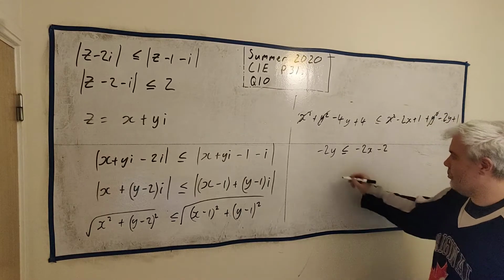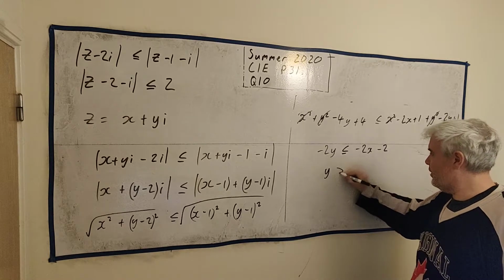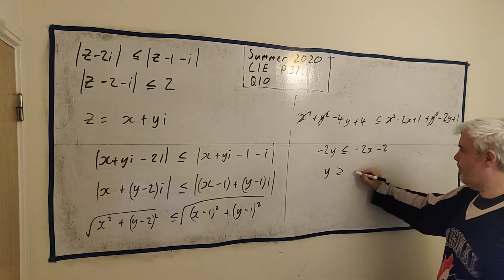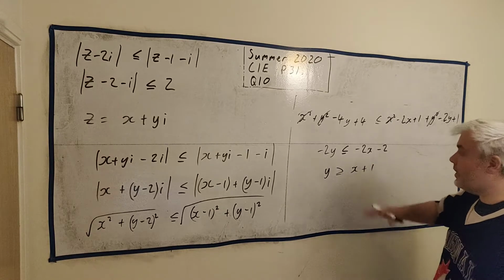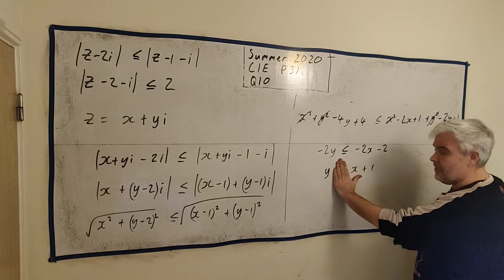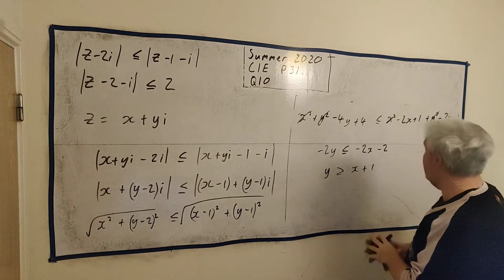Let's divide everything by minus 2. What happens when we divide by a minus? We have to change the sign. Divide by minus 2, we get x plus 1. Now, this is something we can draw. This is just a line. If we imagine that was an equals, it's just a line. So greater than is just above it or below it. And we'll see that later.